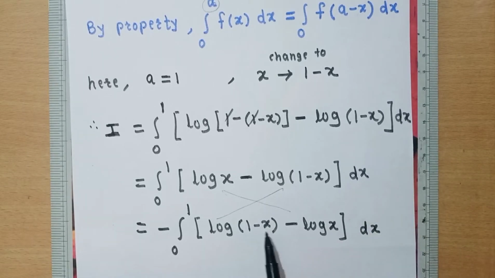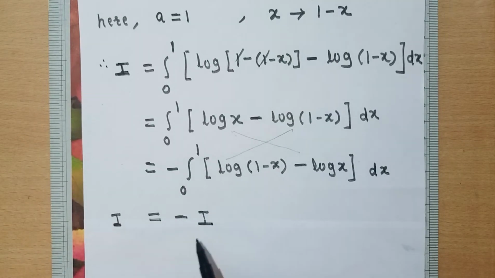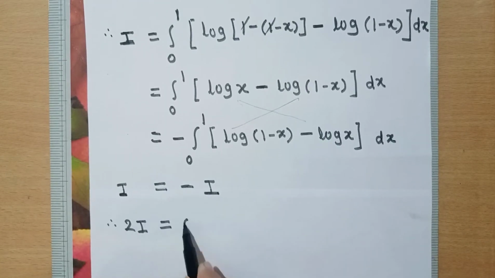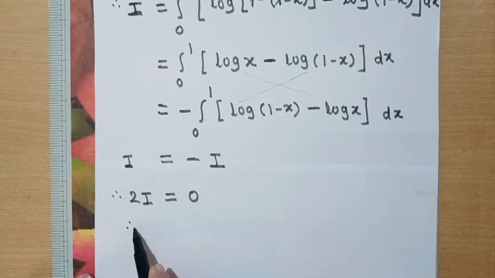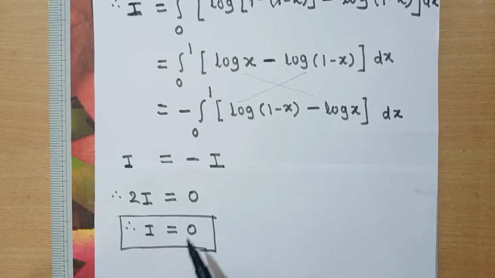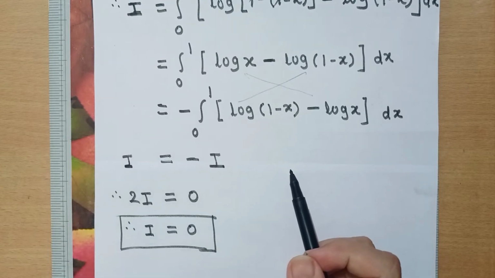And look, now this is nothing but our integral I, and move this I to the left hand side. So I plus I is 2I equal to 0, and we divide the whole equation by 2, and therefore I is equal to 0. So the value of our given integral is 0. This is the way we have to use the property and solve the next examples.